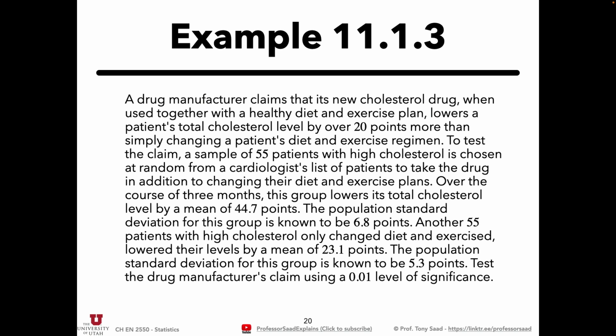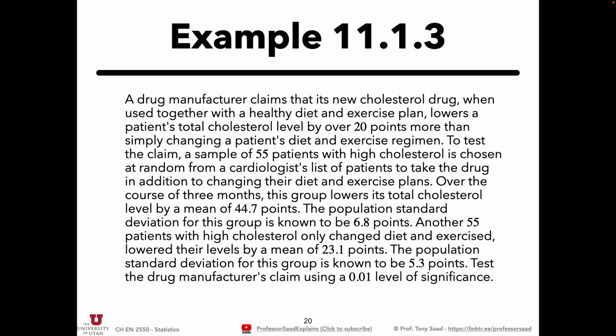Another 55 patients with high cholesterol only changed diet and exercise. So the other guys, the first 55, they changed diet and they did exercise and they took the medicine. Another 55 patients only changed diet and exercise, okay? And they lowered their levels by a mean of 23.1 points. So these guys lowered by 44.7, these 23.1. Now the population standard deviation for this group is known to be 5.3 points. That's the manufacturer's claim using a 0.01 level of significance.